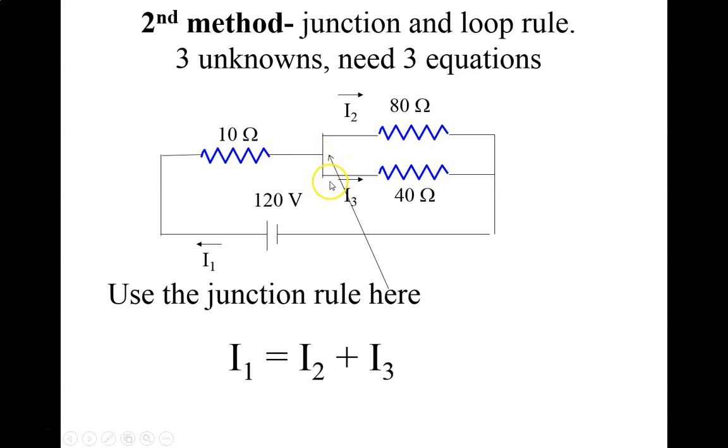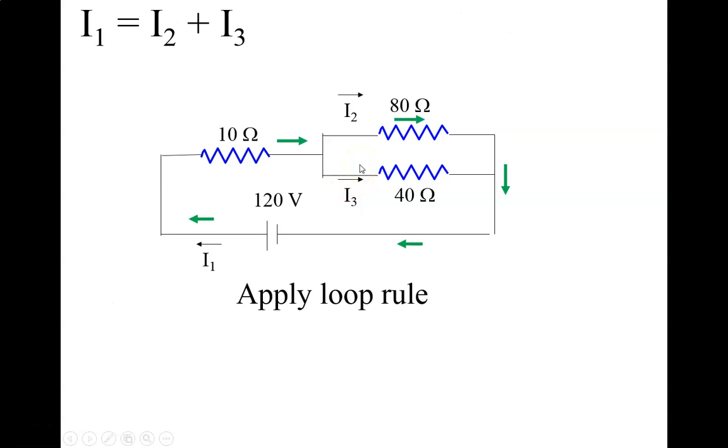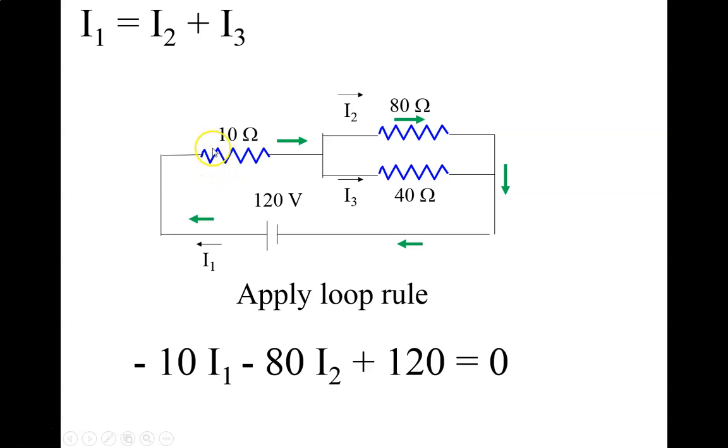Now we've got 3 unknowns, I1, I2, and I3, which means we need 3 equations. So right now we've got 1. That means we're going to use the loop rule twice. So we're going to follow along here. We're going to start with the battery, follow the green, take the top loop, and then come back around here. So that's going to be minus 10 I1, minus 80 I2, because this is I2 now, plus 120 equals 0.